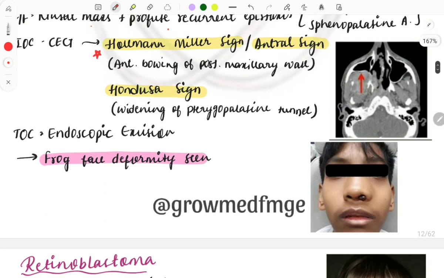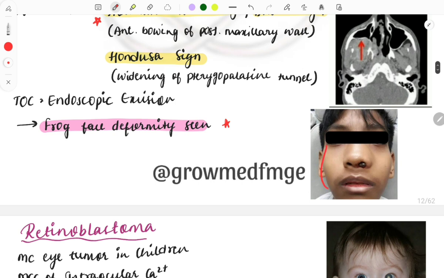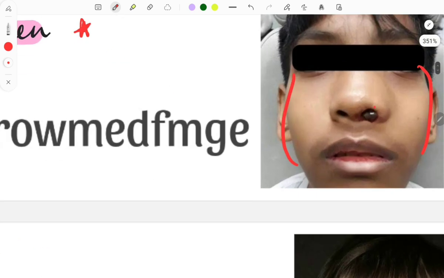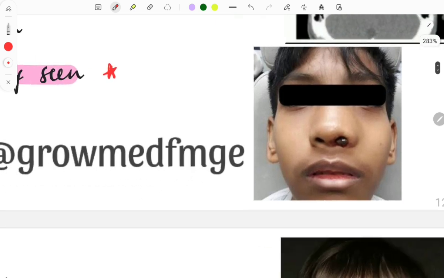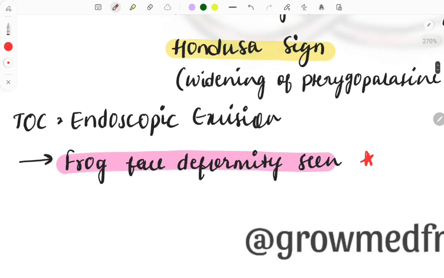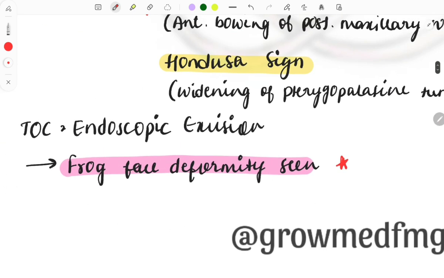Then another feature seen is the frog face deformity. So you can see here that due to the mass coming from the nose, the face looks like a frog. Then treatment of choice is the endoscopic excision.